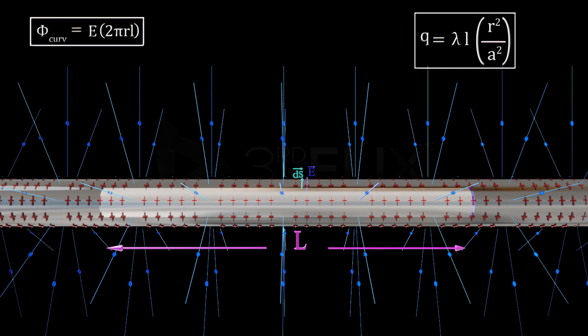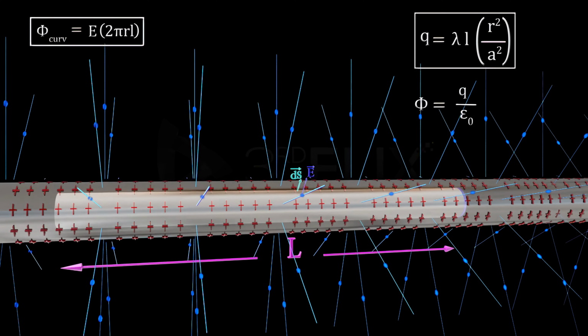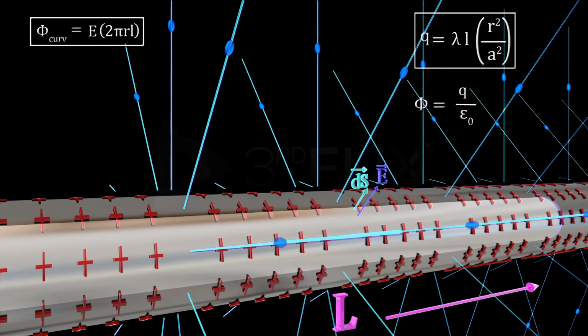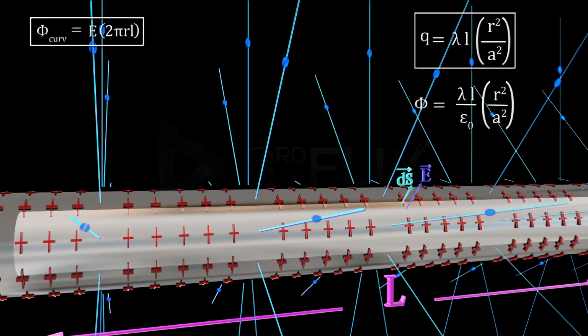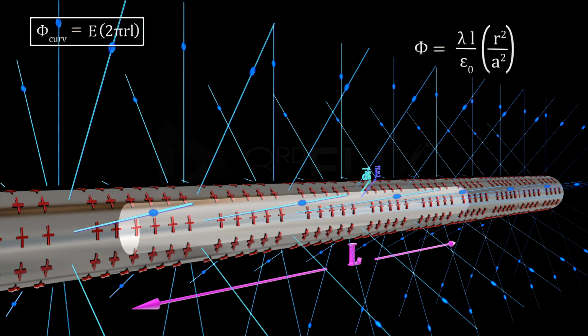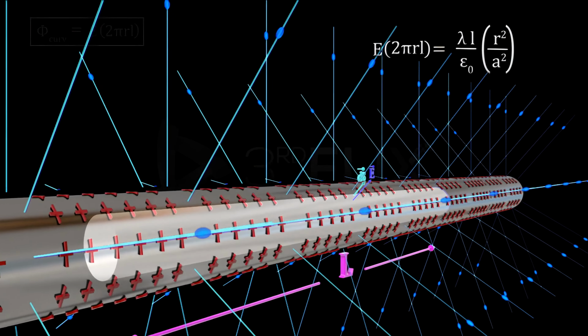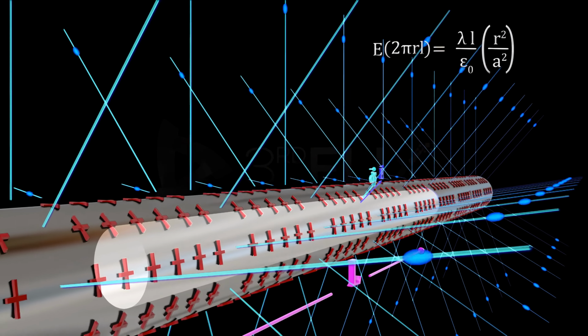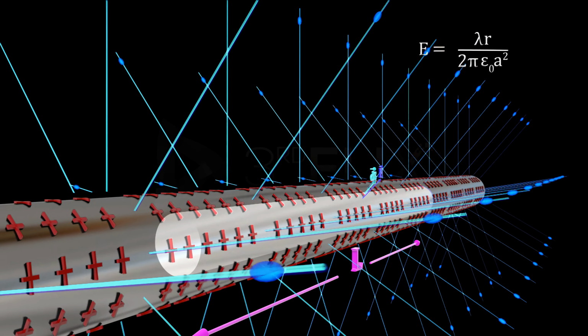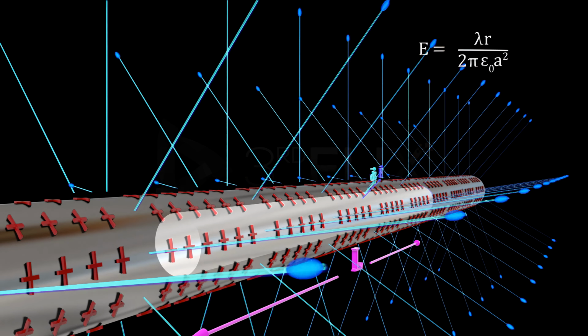From Gauss's law, the flux through the Gaussian surface must be the charge inside the Gaussian surface divided by epsilon naught, that is, lambda L by epsilon naught times r squared by a squared. Hence, the magnitude of electric field inside the cylinder at a distance r from the axis is lambda r by 2 pi epsilon naught a squared. The variation of electric field with distance from the axis is linear up to the surface, after which it is inversely proportional.